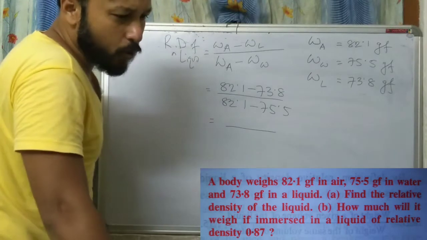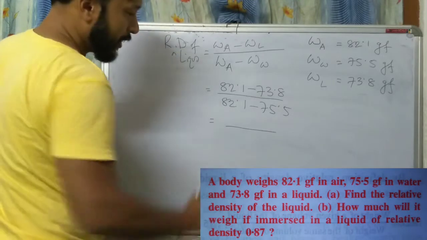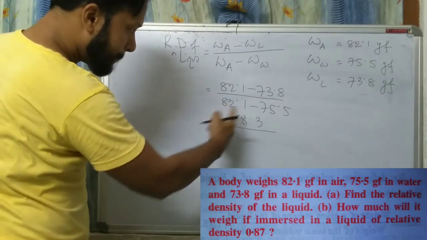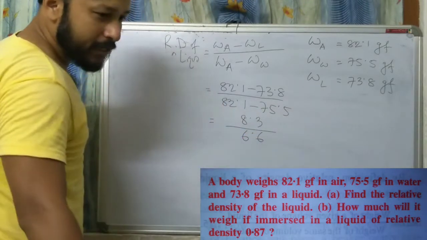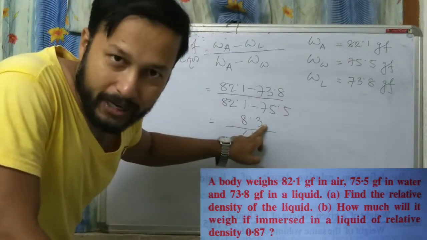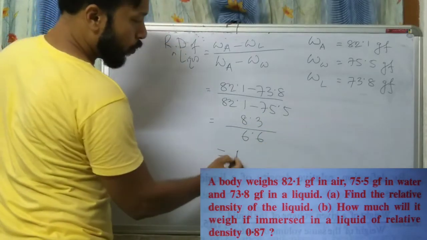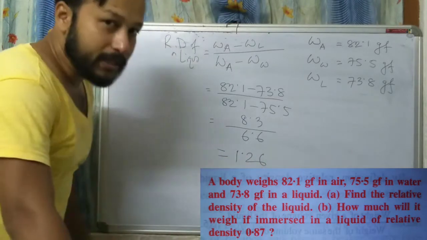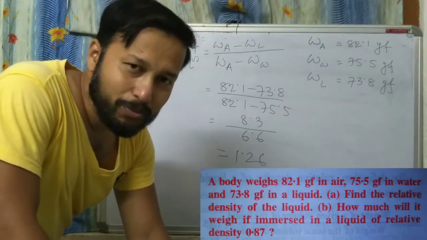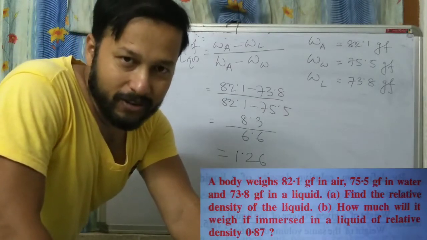Now if you subtract, we get 8.3, and this is 6.6. Understood? Now we have to divide 8.3 by 6.6. If you divide this, you will get 1.26. This is the relative density of that liquid. So it's very simple, no? Just by using the formula we can find the relative density of that liquid.